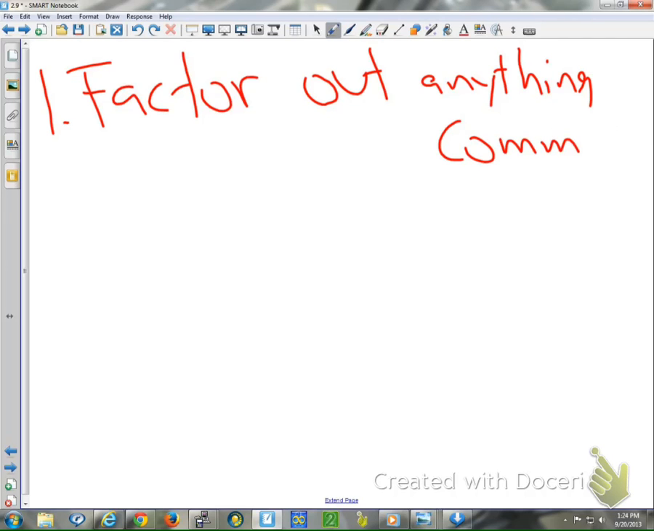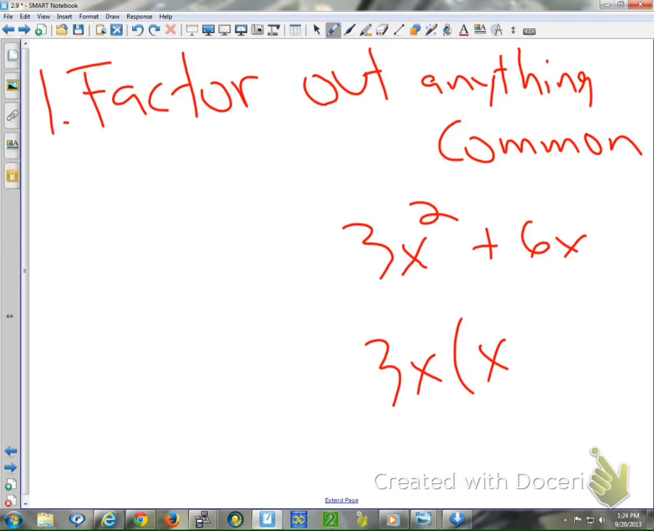Again, that's what we did yesterday, stuff like this, and this is a very quick example. What do those two things have in common? They have a 3 and an x. That's the kind of thing we did yesterday, where you just took out the numbers and letters they have in common. I'm going to teach you many different ways to factor, but they all start with that step: factor out what things have in common.